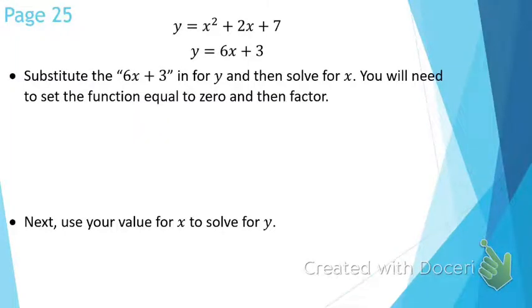So the first thing you're going to do is set them equal to each other. We're going to use substitution. I'm going to take x squared plus 2x plus 7 and set it equal to 6x plus 3.